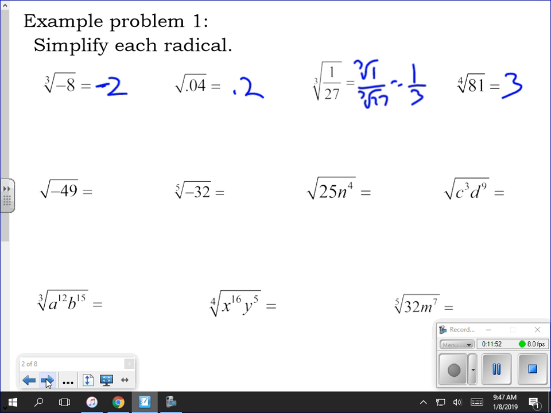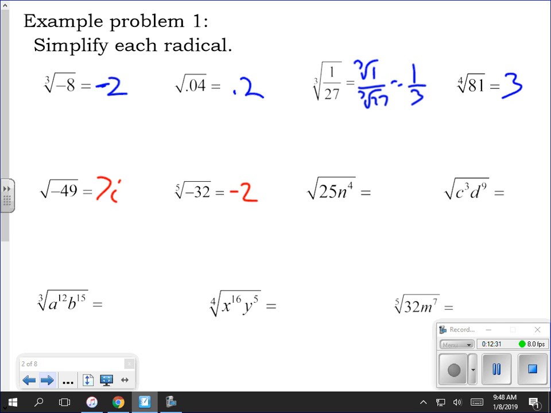So next one, square root of negative 49. We did this. Square root of 49 is 7. Square root of a negative is i. Fifth root of negative 32. Well, I happen to know my binaries. I happen to know that 32 is 2 to the 5th. Because that's an odd power, it's negative 2. 2 times 2 is 4, times 2 is 8, times 2 is 16, times 2 is 32. 32 is 2 to the 5th power.